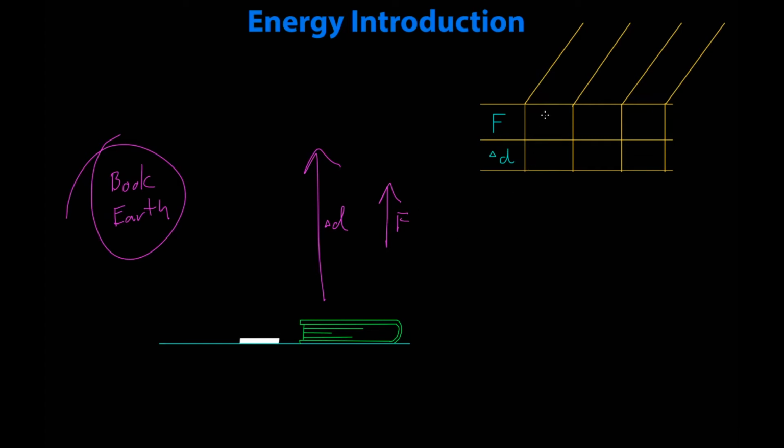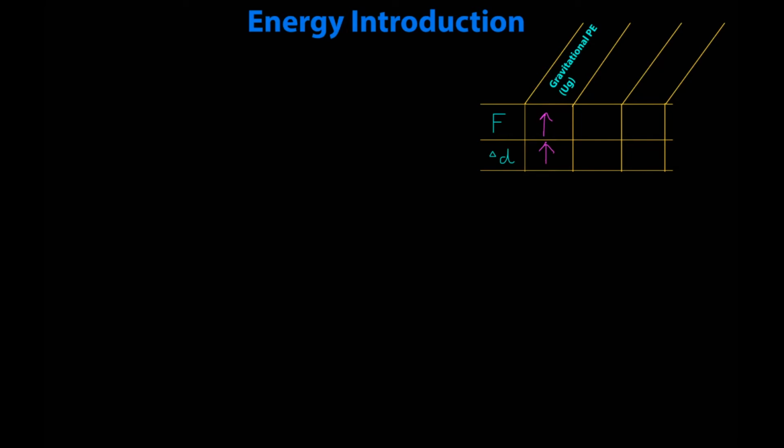So you need to exert a force upward, and the displacement of the book needs to be upward. This type of energy you're storing is gravitational potential energy. Let's take a look at another situation.